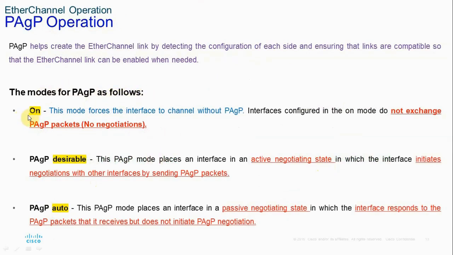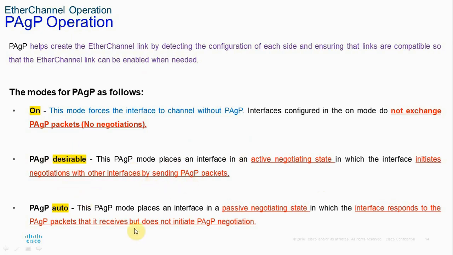On means both ports of the EtherChannel are on. On means no negotiation, there is no PAgP packet sent. Immediately this mode forces two switches to be in an EtherChannel. PAgP desirable means this is an active negotiating state. So the switch where I configure PAgP desirable will initiate negotiation with the other switch port.